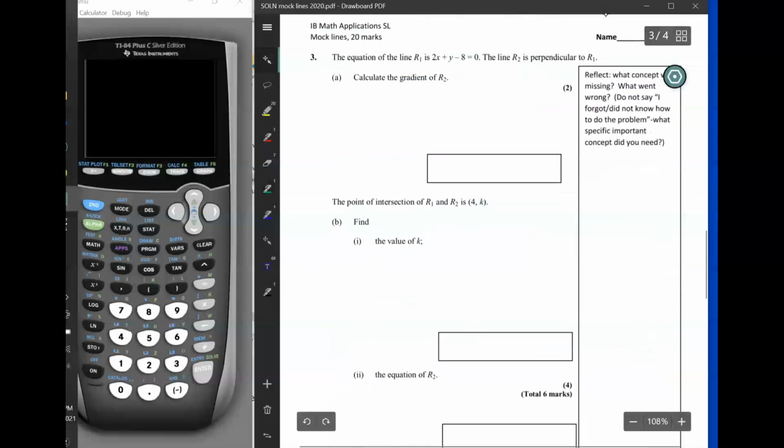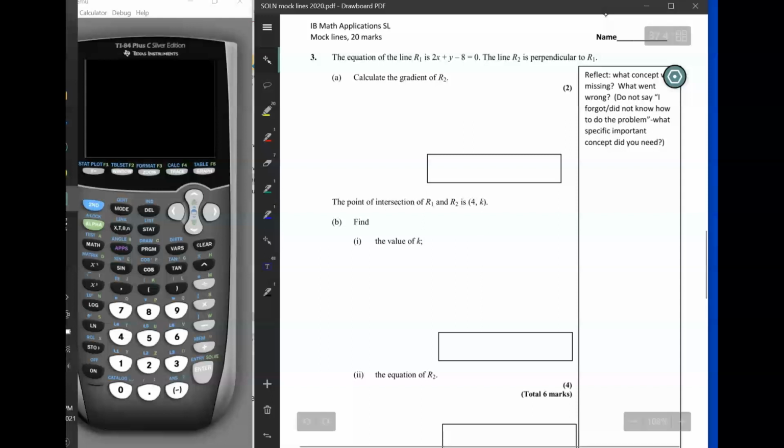Okay, number 3. The equation of the line R1 is 2x plus y minus 8 equals 0, and the line R2 is perpendicular to R1. They didn't give us an equation for R2, they only gave us an equation for R1. Calculate the gradient for R2. Okay, so is that possible to do?